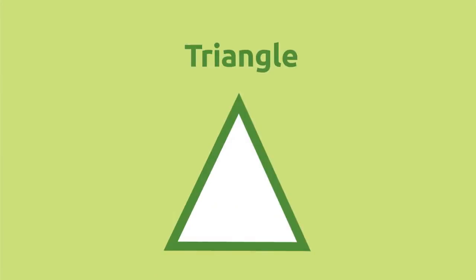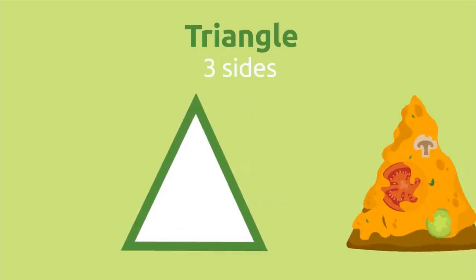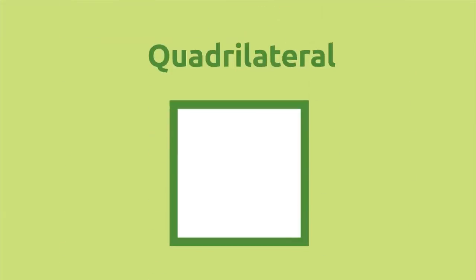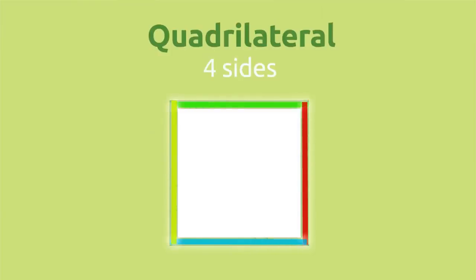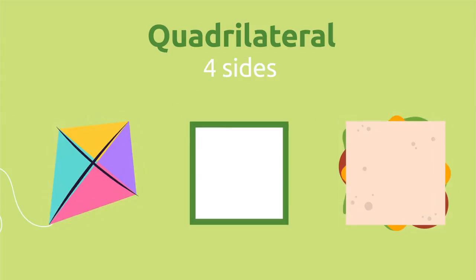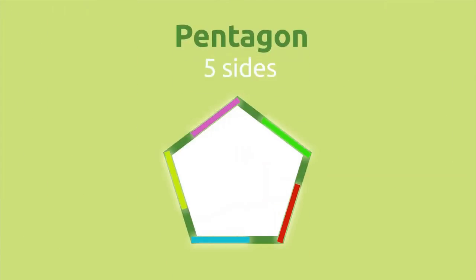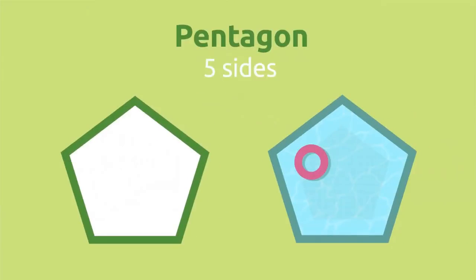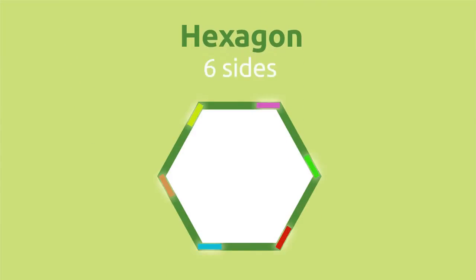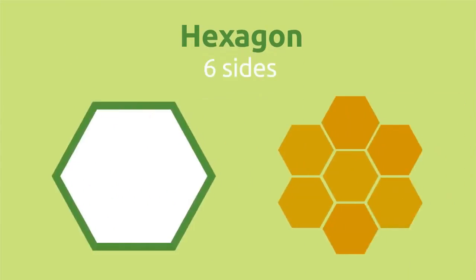Triangles are those polygons that have 3 sides. This slice of pizza has a triangular shape. Quadrilaterals have 4 sides. This sandwich or this kite are quadrilaterals. Pentagons have 5 sides. This swimming pool has the shape of a pentagon. Hexagons have 6 sides. These honeycomb cells have the shape of a hexagon.